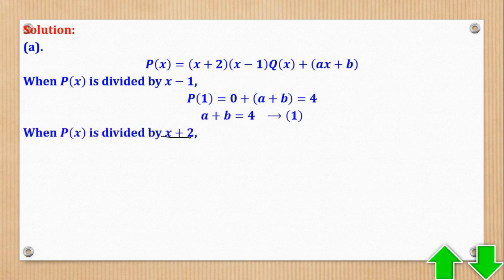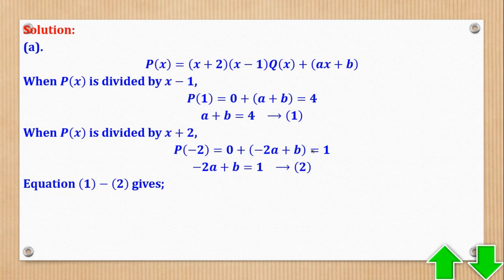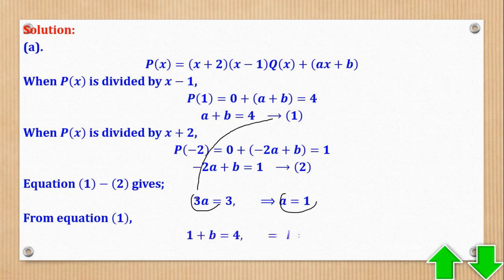Then when divided by x plus 2, x is negative 2. So come and substitute x here, x here, x here. So when you put negative 2 here, the whole of this becomes 0. That's why you say 0 here. And here it becomes negative 2a plus b, which is equal to 1. Because they told us the remainder is 1. Rearrange to get equation 2. Then solve them simultaneously. When I subtract, I'll come up with 3a equal to 3. Therefore, a is 1. Then substitute for a in equation 1 to come up with b equal to 3. So that was part A.